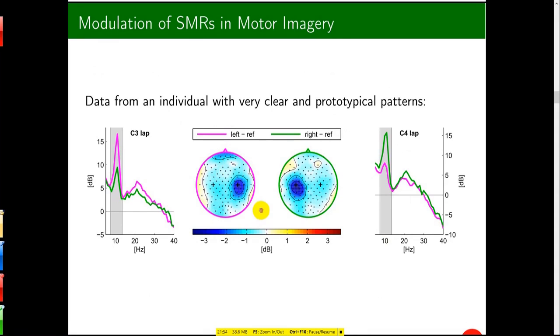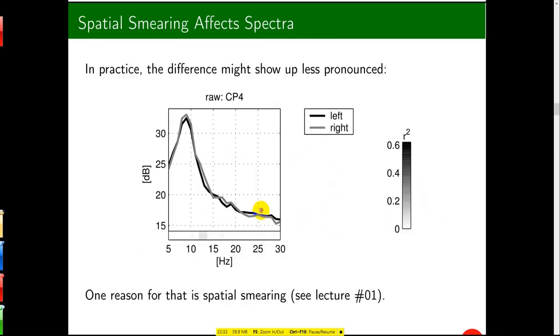And this can be used to control an external device. Two different patterns, right? That can be used as a binary command. Yes and no. However, this was a very nice, idealized example where we had very nice suppression. When the subject thought about moving his right arm, left arm, we had very clear suppression. However, in practice, the difference may be very small, between the left and right imagination.